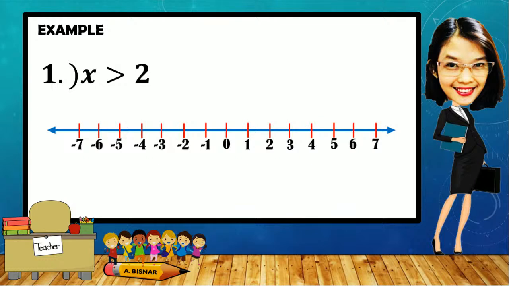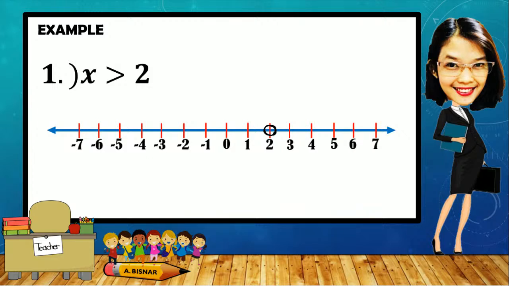Now, since this is graphing, and as we have said a while ago, we're going to use circle with no shade. Why? Because 2 is excluded. Hindi kasama yung 2 sa sagot. Okay, tandaan. If it's excluded, then you have to use a circle with no shade. Kasi hindi siya parte ng solution. Now, what's next after having this circle with no shade?